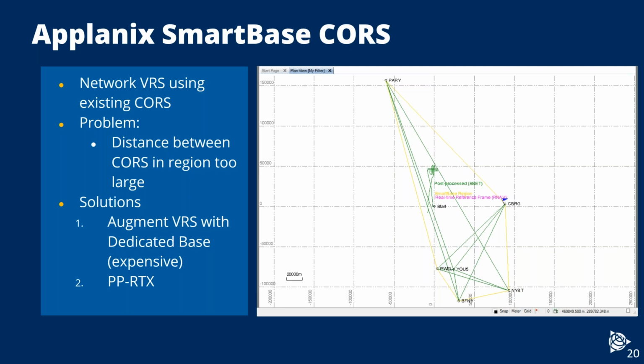Now we'll see the same flight, but this time we're using a network of local base stations to produce a smart base result. So you can see it's the same flight, and surrounding it is our CORS network. Here, we're limited by the network of publicly available data. And unfortunately, the distance between base stations is well over 150 kilometers, which will not really produce optimal results for us. So now our options for solutions are adding in our own dedicated base station again, but again, this would be time consuming and expensive. Or we can try PP-RTX. But let's just see what it would look like to add in our own dedicated base station.